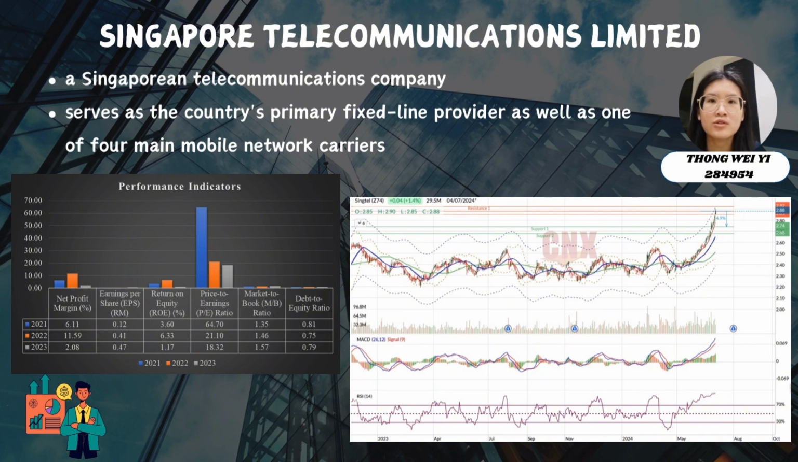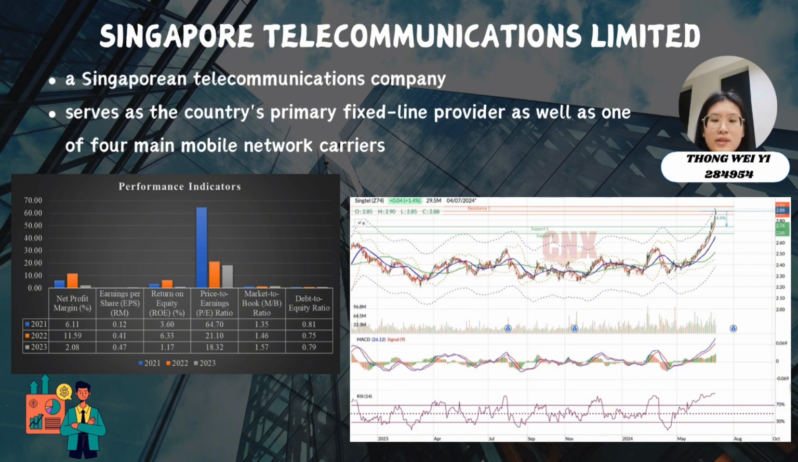Singapore Telecommunications Limited is a Singaporean telecommunication company and serves as the country's primary fixed line provider as well as one of four main mobile network carriers. From the fundamental analysis, we saw that the net profit margin rose from 2021 to 2022 and sharply declined in 2023. Earnings per share increased from 2021 to 2023.